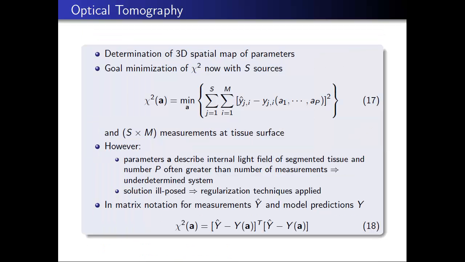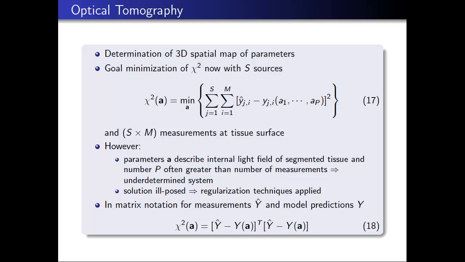So the way these equations work is now that the unknowns that you're looking for, that vector A, is now a 3D map of parameters. So you segment the tissue, and the optical properties in those segmented regions are what you're looking for now. And now we've added into this chi-squared a sum over all sources. So he had, in his particular example, 16 sources, 16 detectors, total of 256 measurements at the tissue surface.